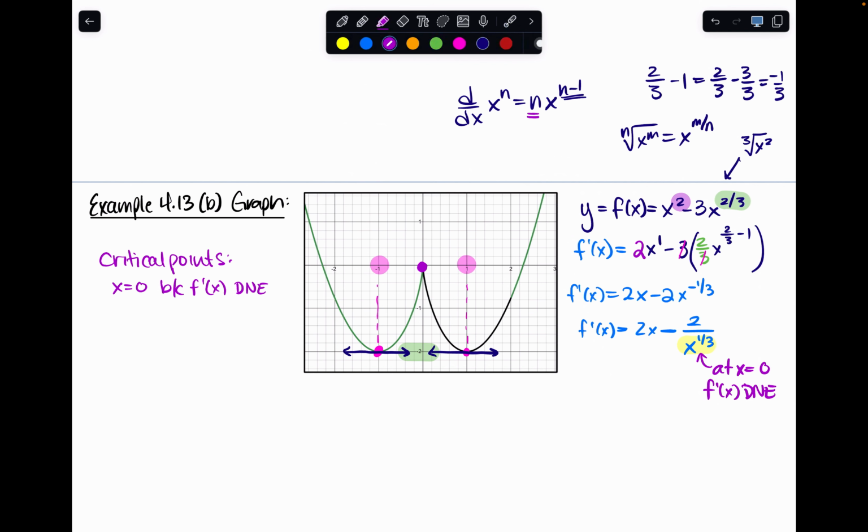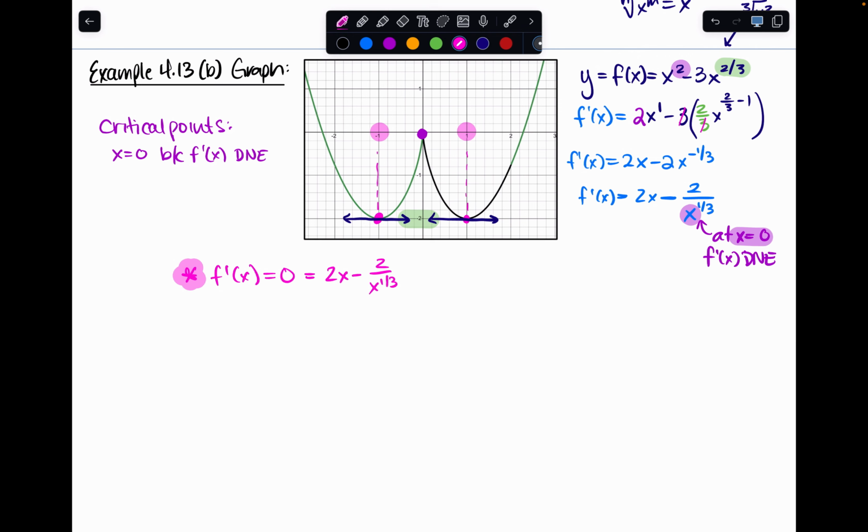Again, starting with the maybe more obvious critical point where f prime is undefined, remember, because you can't divide by 0, and then finding the one where f prime equals 0. And this requires a little bit of algebra. So f prime equals 0 when 2x minus 2 over x to the 1/3 equals 0.